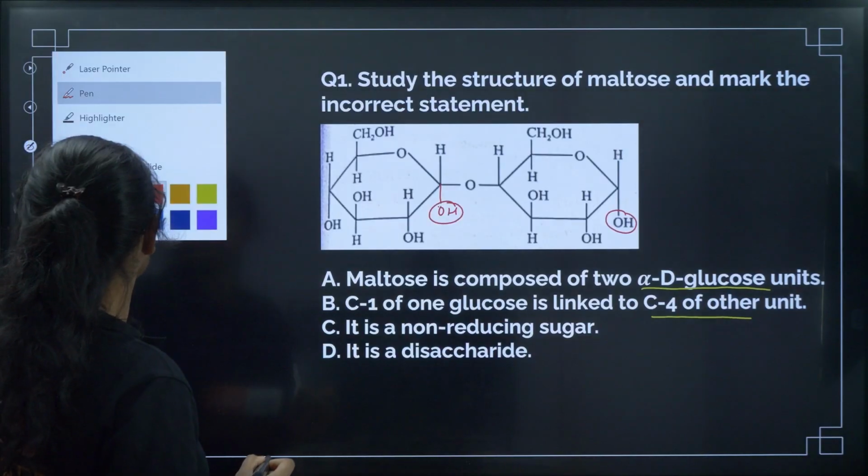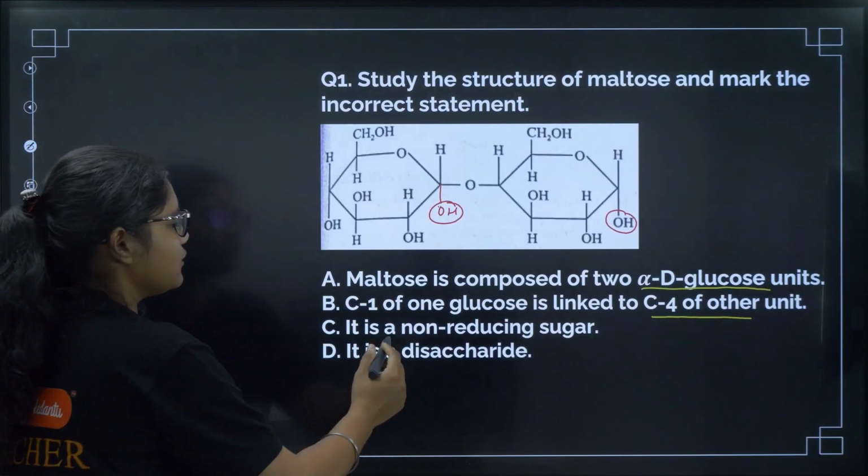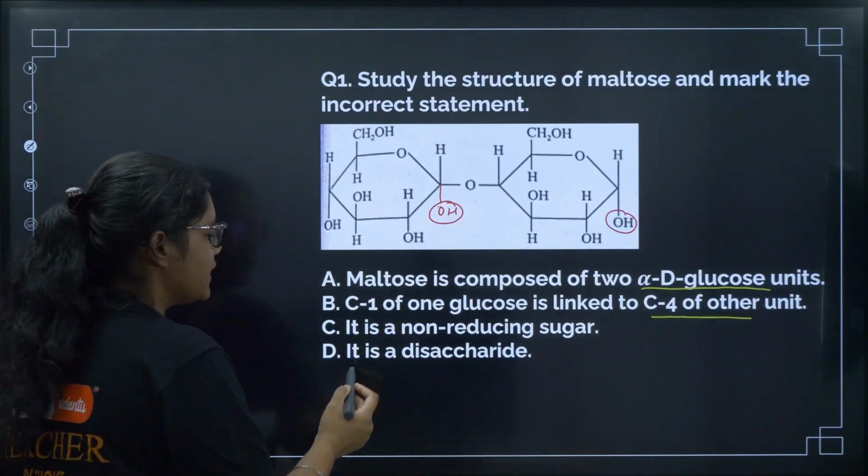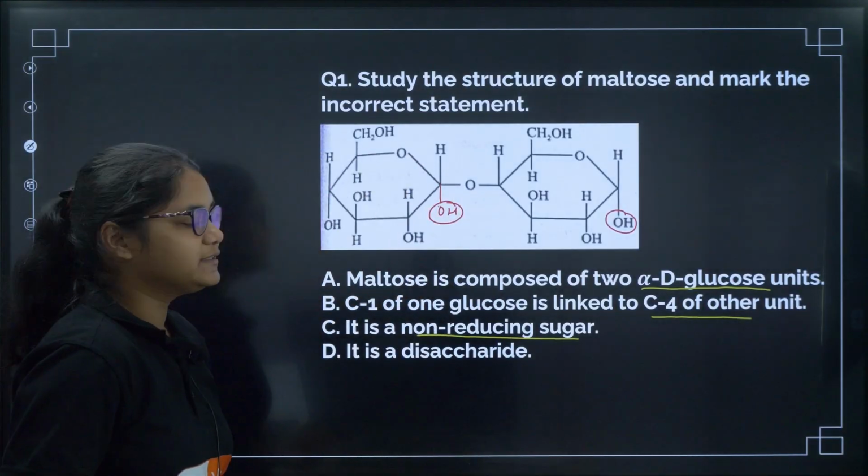Now if you see next, C1 of one glucose is connected to C4 of the other unit. So this is carbon 4, this is carbon 1, this is also correct. It is a non-reducing sugar. So this statement is incorrect.